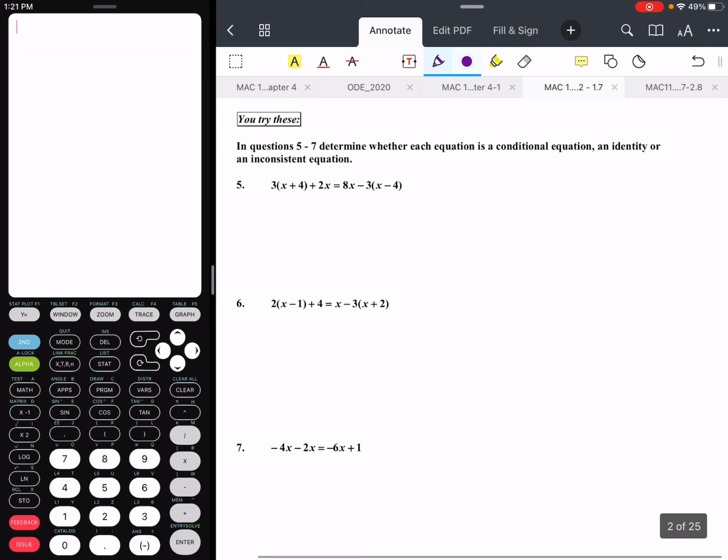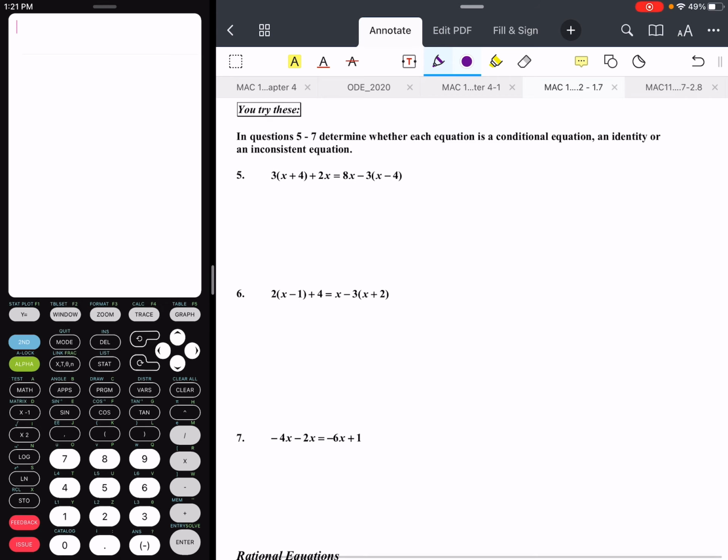All right, so if we take a look at 5 through 7, it says determine whether each equation is conditional, an identity, or an inconsistent equation, and we'll go ahead and write the answer as well, the solution if there is one. So for number 5, distributing, we get 3x plus 12 plus 2x equals 8x, and then distributing that negative 3, I get minus 3x, and then negative 3 times negative 4 gives me positive 12. Simplifying on either side, add my 3x and 2x to get 5x plus 12. 8x minus 3x is 5x plus 12.